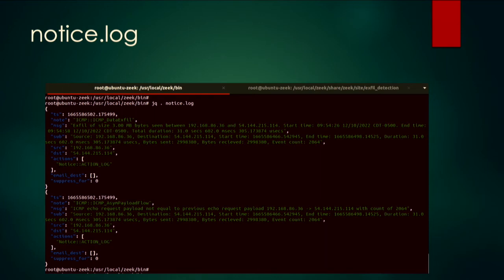There are two events there. One's for the asymmetric flow, which means that in this session there were 2,064 subsequent echo replies that were not equal to the previous.